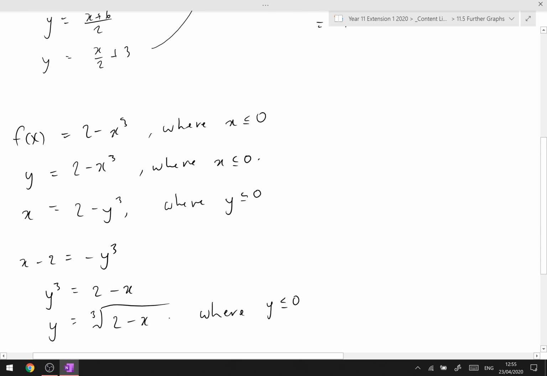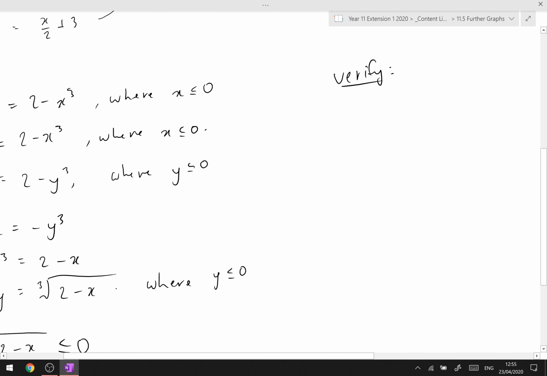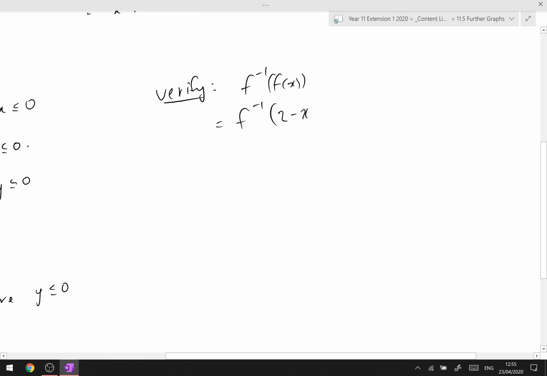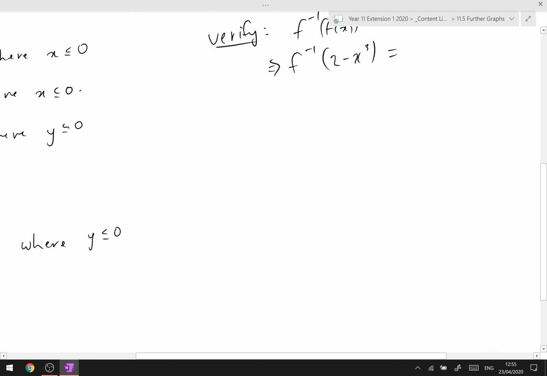Okay, now we need to verify it. So just to verify it, all we need to do for this one is just substitute those values in. So we're going to do f minus 1 of f of x first. So f of x is equal to 2 minus x cubed.